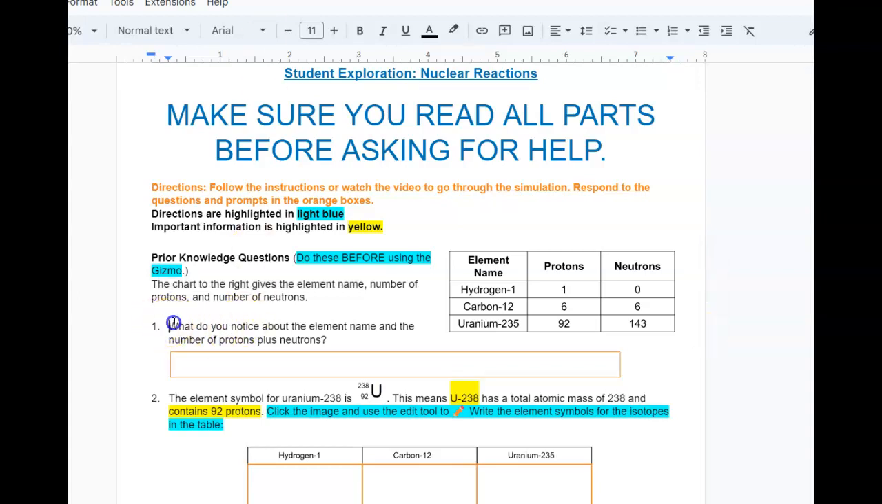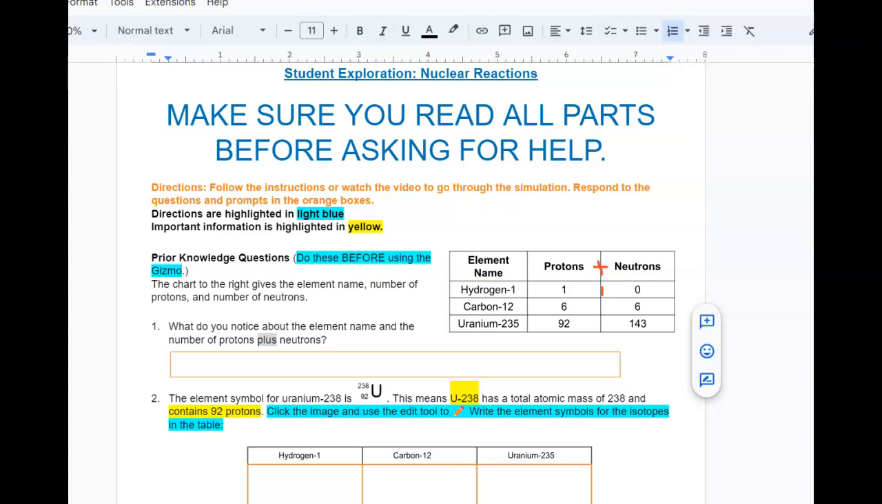The question it asks, what do you notice about the element name and the number of protons plus the number of neutrons? So we're talking about the number of protons plus the number of neutrons. What do we notice about that? Well, let's add them all up first.